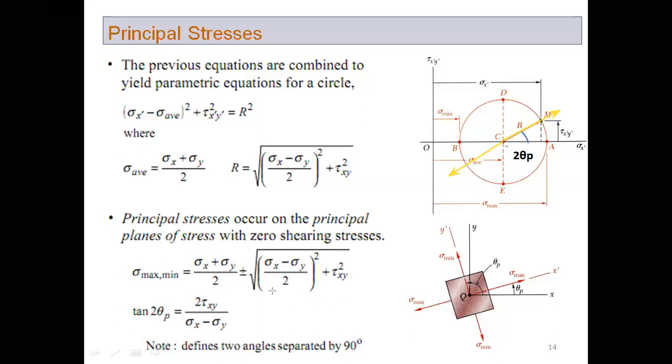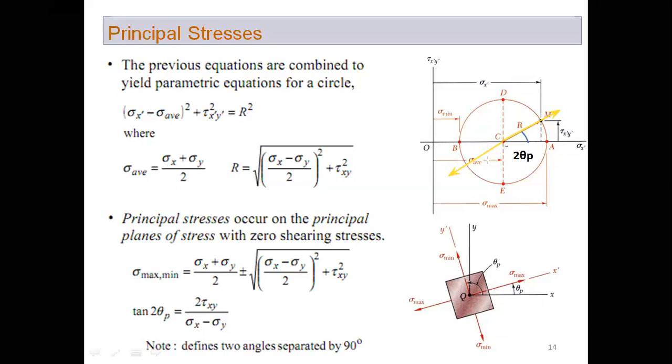And what would be the mathematical equations? Very easily we could write these equations from here. Sigma maximum up to here, from here to here we have sigma average, and from here to here this is r, the radius of the circle. CA is equal to the radius of the circle. So sigma maximum is equal to average stress plus r. So we would get sigma maximum. And what is sigma minimum? This is sigma minimum.